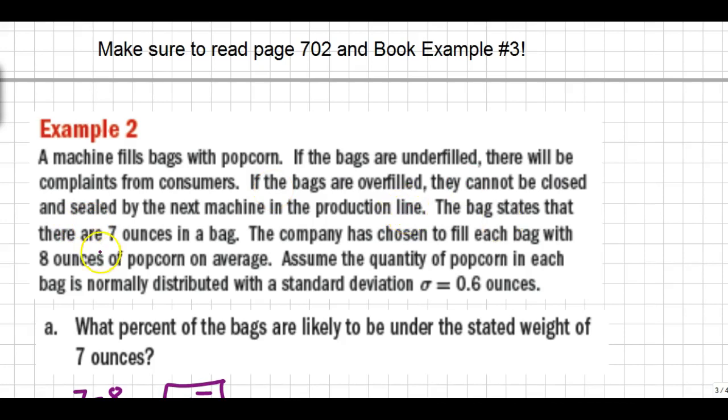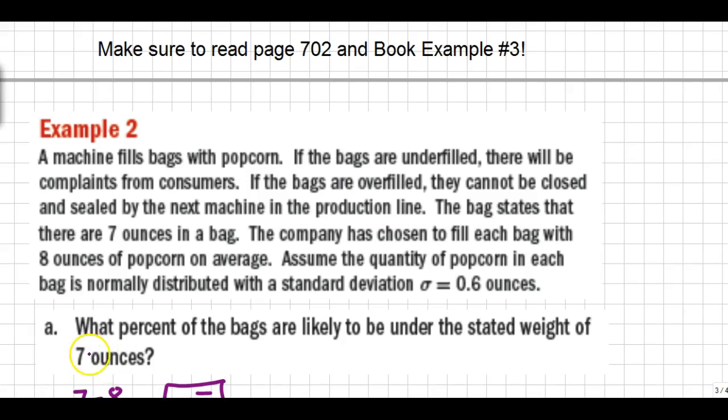The bag states that there are 7 ounces in the bag, so 7 ounces of product. The company has chosen to fill each bag with 8 ounces of popcorn on average. Assume the quantity of popcorn in each bag is normally distributed with a standard deviation of 0.6 ounces. So first let's calculate what percent of the bags are likely to be under the stated weight of 7 ounces. So what are the chances that when you buy your bag you're not going to get what they say?